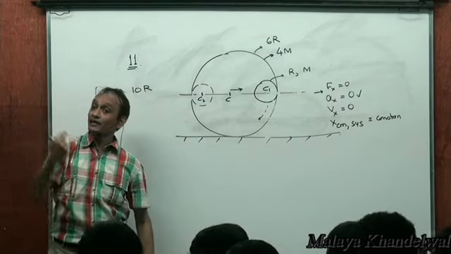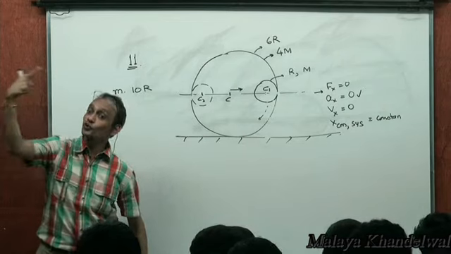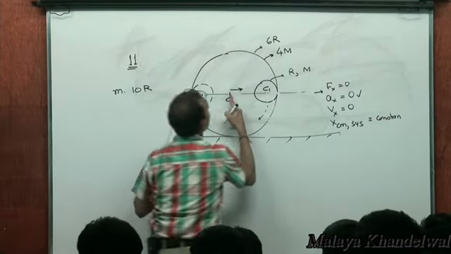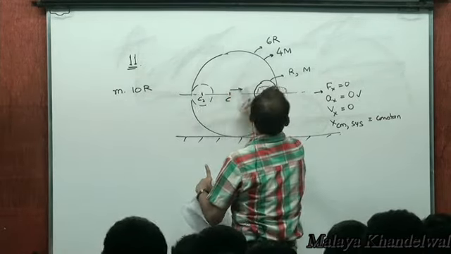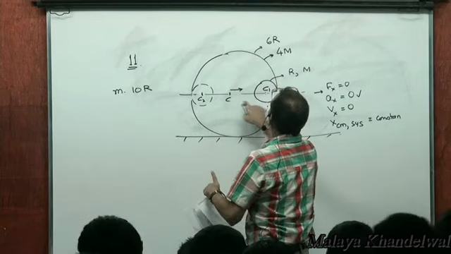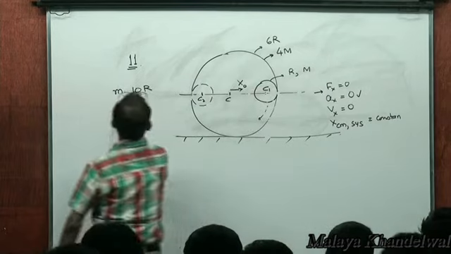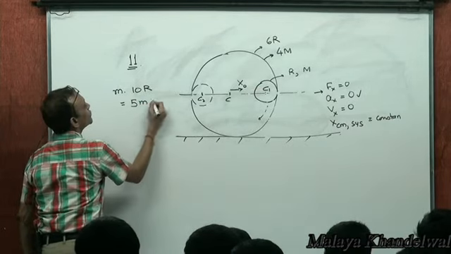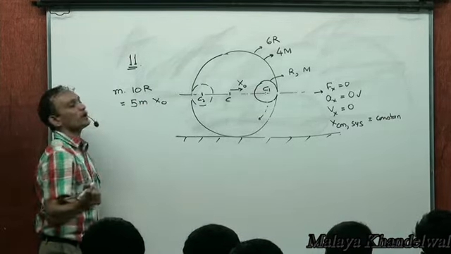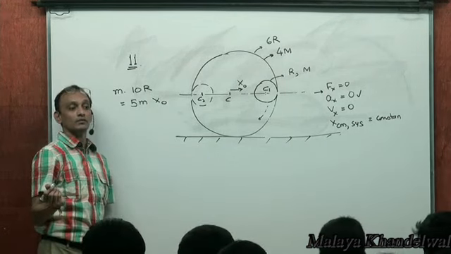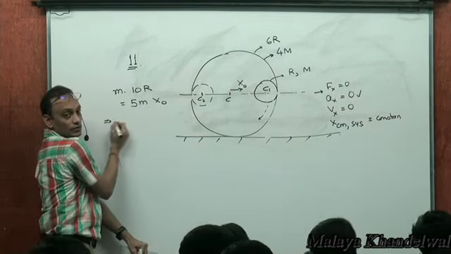M into 10r leftwards. To neutralize that change, this along with the whole thing, that means 4m plus m, 5m, must move by an amount x naught to the right. So this must be 5m into x naught to the right. So x naught will be 2r, right?